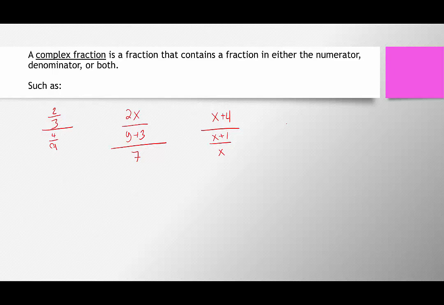We could even have a slightly more complex fraction such as 1 over x plus 2 minus 1 over x, over 1 over x squared minus 4 minus 1 over x squared. We could see something like that. So these are just some examples of complex fractions.